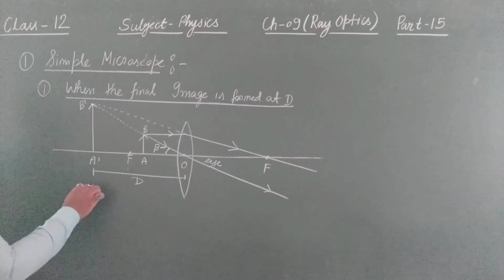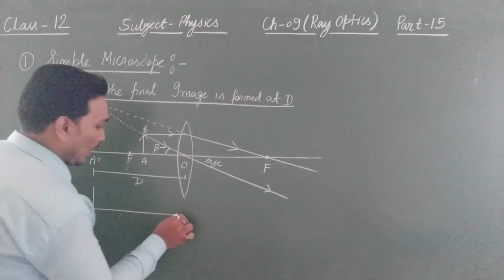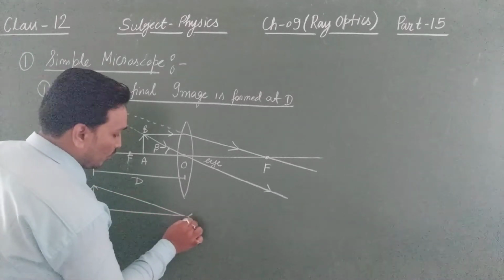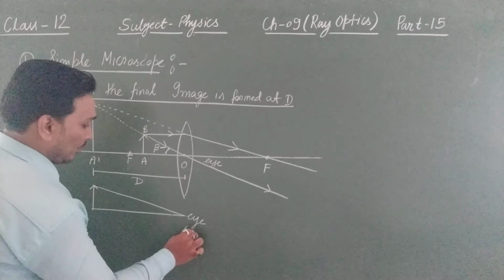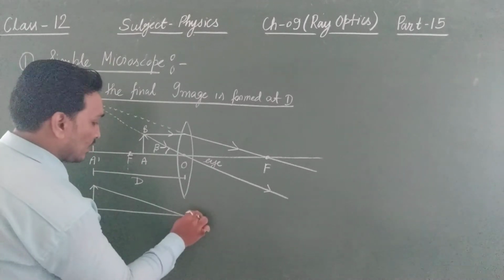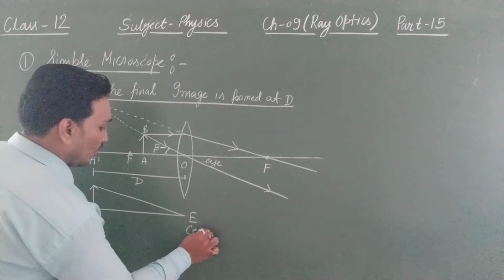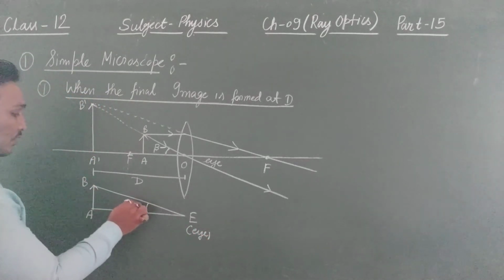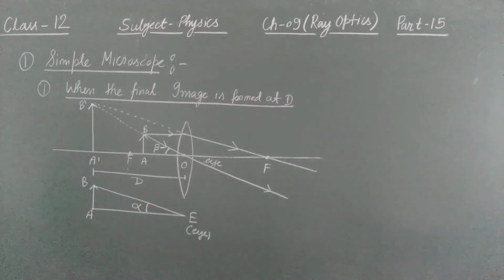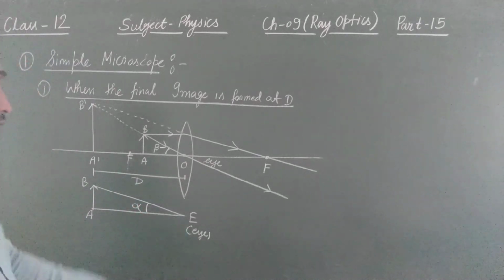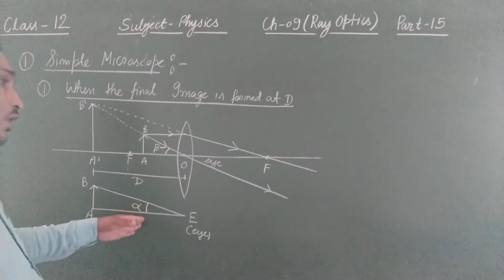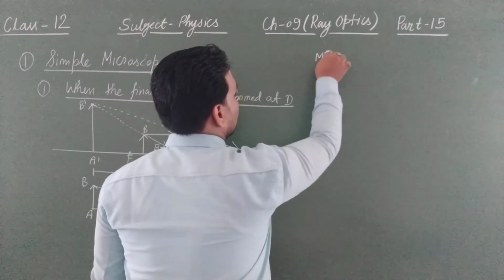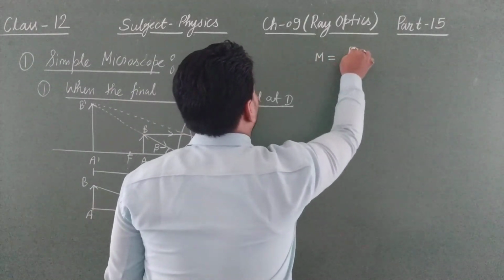For visual angle subtended by the object, what we do? We make the object in a different diagram, put our eyes over here, say this is capital E, this is the position of our eye, and this is the object AB. So object AB subtends an angle alpha. So visual angle subtended by the image is beta, visual angle subtended by the object is alpha. So magnifying power is defined as beta upon alpha.